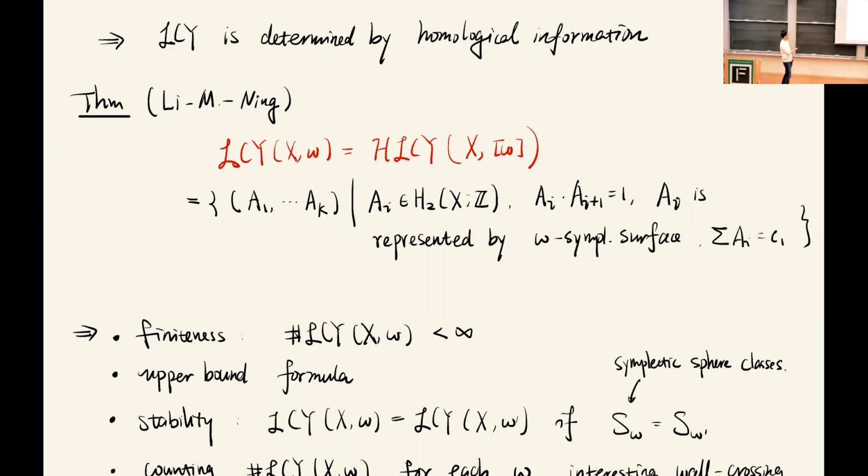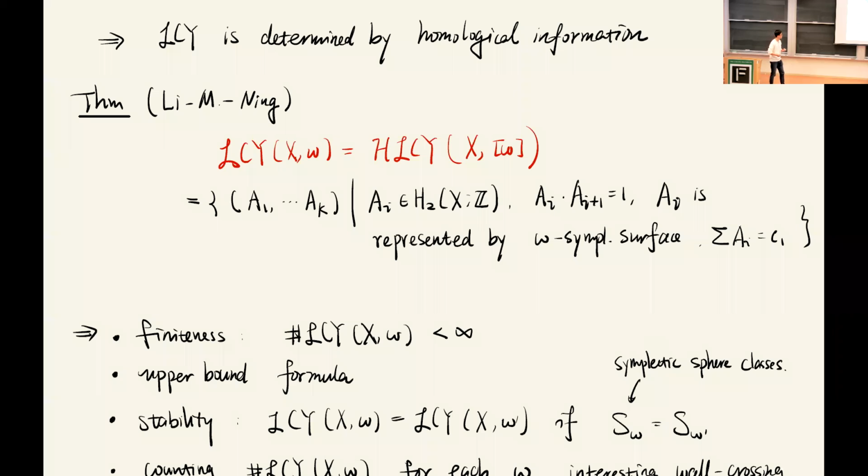So we get these properties by studying these homological classes. Firstly, it's finite, and we do have some kind of upper bound formula for the number of elements here. And we also have something called stability, which says we can change the symplectic form. Say we have two symplectic forms, omega and omega prime, as long as they have the same set of symplectic sphere classes, by which I mean the second homology classes which can be represented by symplectic spheres, then they will have the same set of log Calabi-Yau divisors.